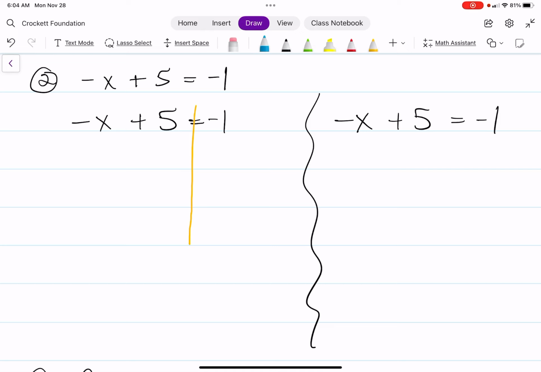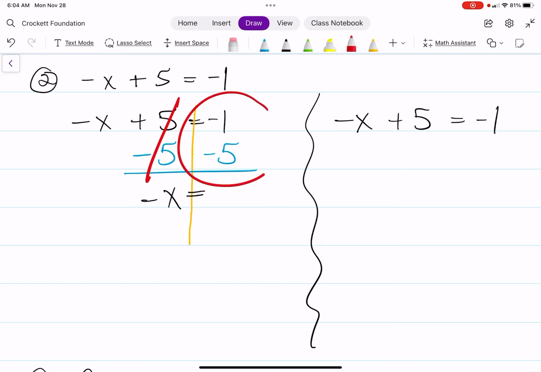There's a positive 5 with the variable. I want to add -5 to both sides. By doing that, that makes this -x equals, now, these two have the same sign. So we add them, and that's going to make a -6.